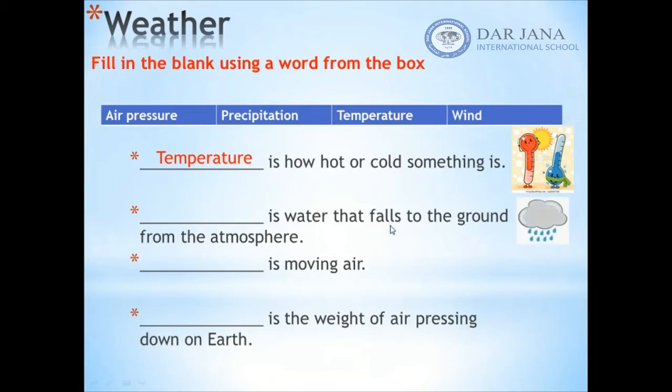Now the second one is water that falls back to the ground from the atmosphere. So see, this is the rain. Remember, not only rain, we have rain, snow, sleet and hail. So all of these, we call them forms of precipitation. Now the third one is moving air. Look at this moving air. It's moving the branches of the trees and the leaves. They will start to fall down. This is what we call it. You still have two words. You still have air pressure and wind. Of course, it is wind.